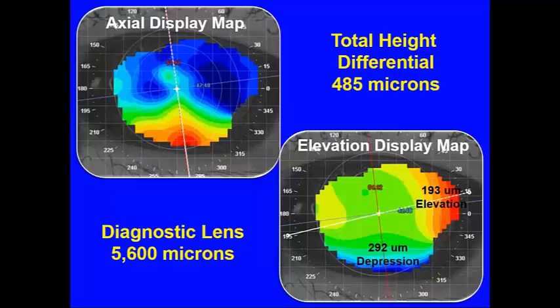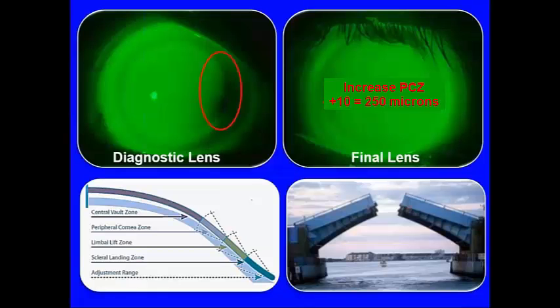Now, in this particular patient, we're going to place on our diagnostic lens that is 5,600 microns high. This is that diagnostic lens on the eye. And the only thing we're seeing here that is of any concern is that area of fluorescein thinning on the nasal side. You can see here excellent limbal clearance, excellent central clearance. We just communicate this to the laboratory, increase that peripheral clearance by 10 degrees or 250 microns of elevation in the area of the peripheral corneal zone, and now this is the final lens for the patient.